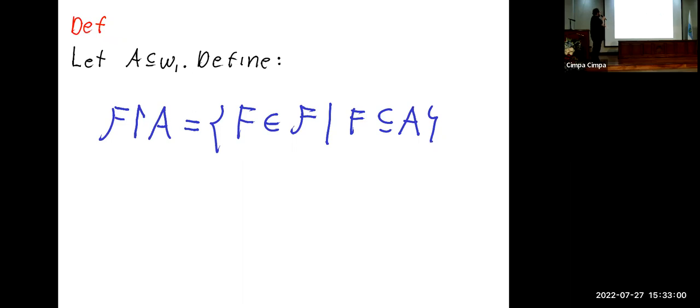Okay, so if I have a subset of omega 1, the restriction will be just the elements of the scheme that are containing A. And another lemma is that if I pick two guys of the same rank, then the increasing bijection will move the scheme of one to the other one. So the scheme restricted to F will go to the scheme restricted to B.